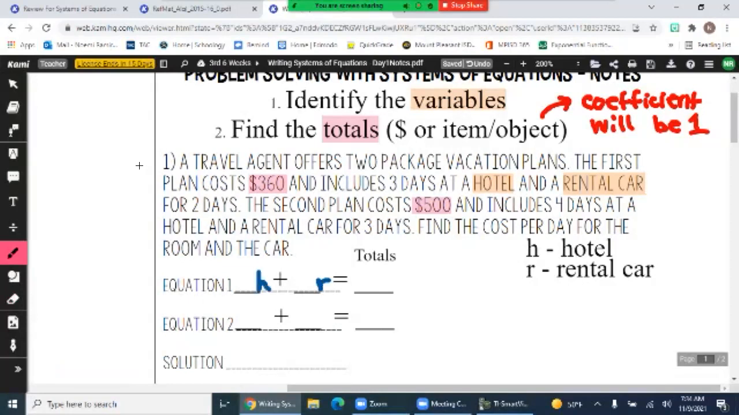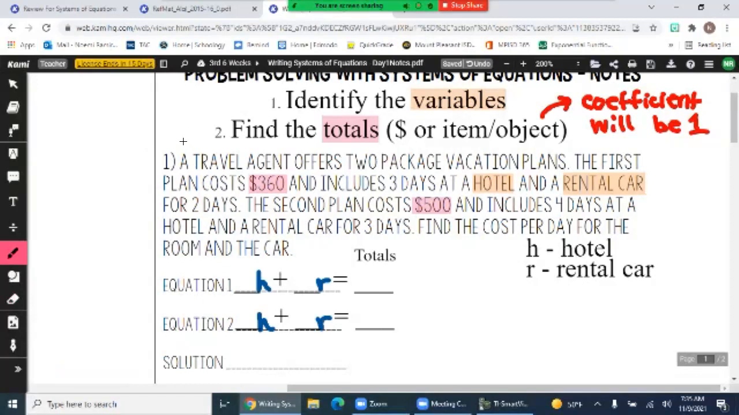H, R, H, R. So you start setting up your equations this way. Something plus something equals something. But now, based on the way that you've learned how to create an equation over the years, you should know by now that your totals will go at the very end.